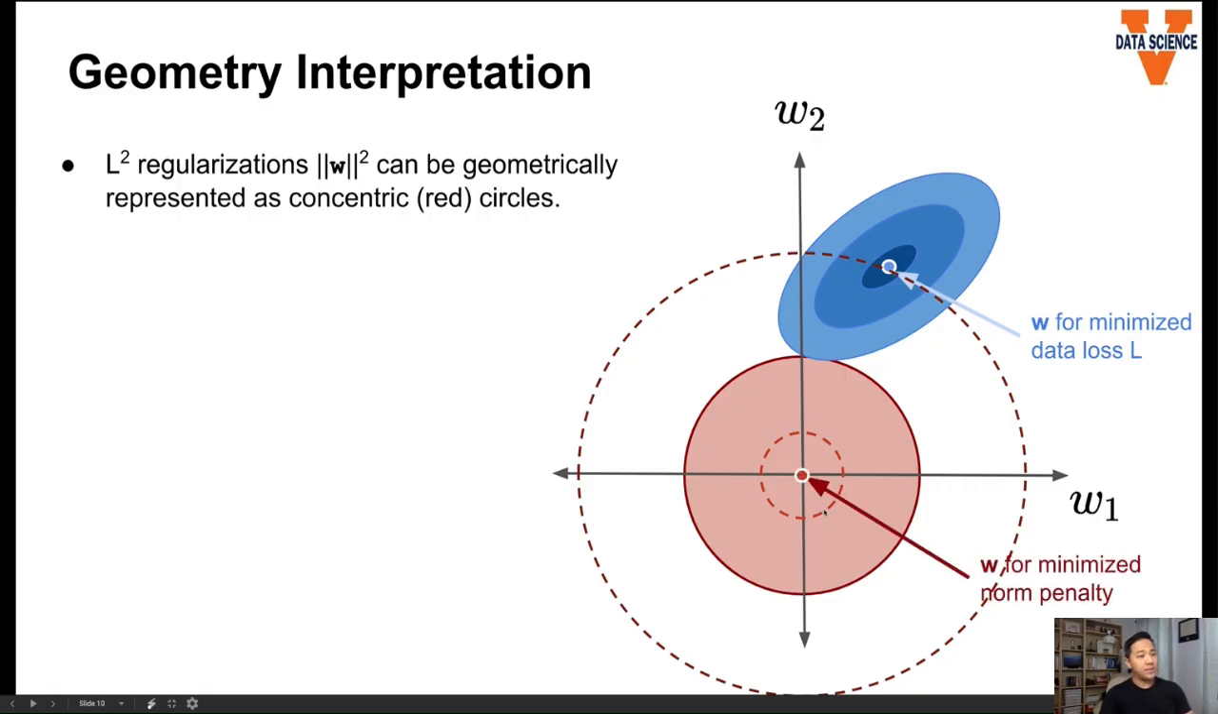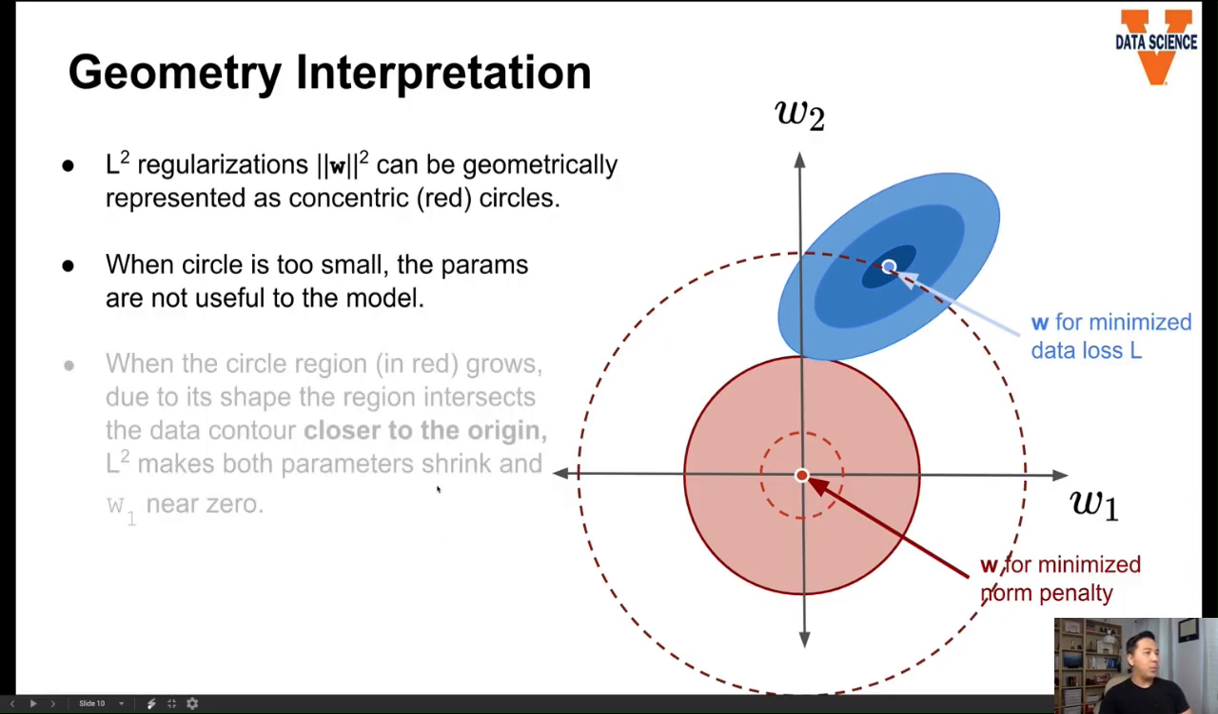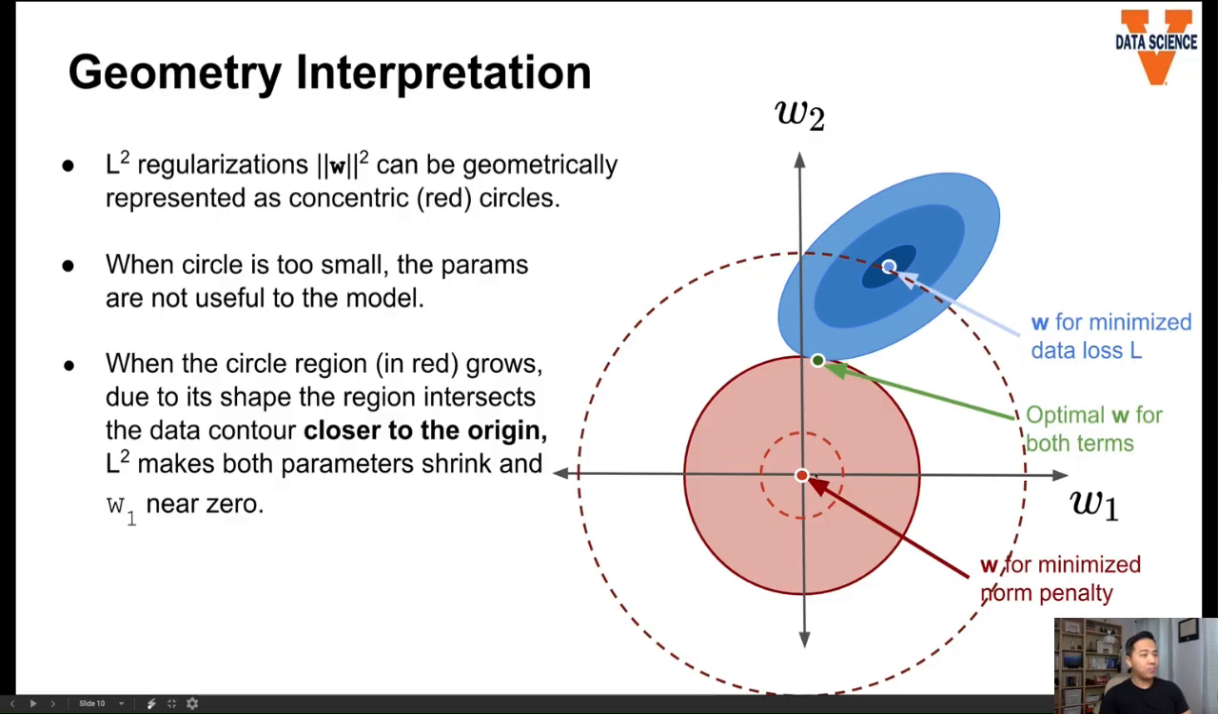You also have another setting of W that minimizes the norm penalty. How do you minimize the norm penalty? When both parameters are 0, your norm penalty is 0. Of course, it's unrealistic to have that, but that's the point right here that minimizes the norm penalty. Now, the model is not going to use that when we set the circle too small, too far away from the actual data loss. So we're going to grow this circle to allow larger values of W. You're going to do sort of an optimization process here until this region intersects the data loss.